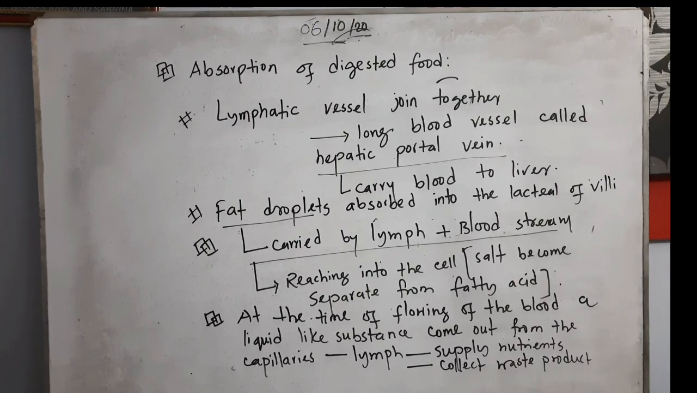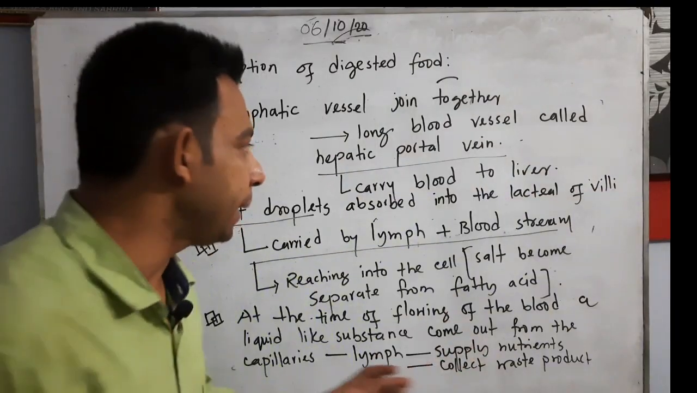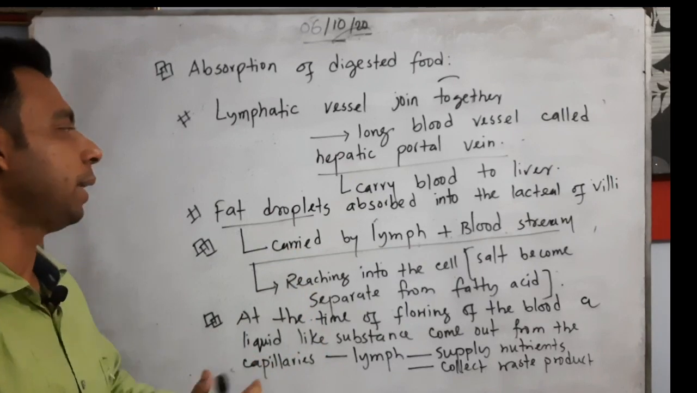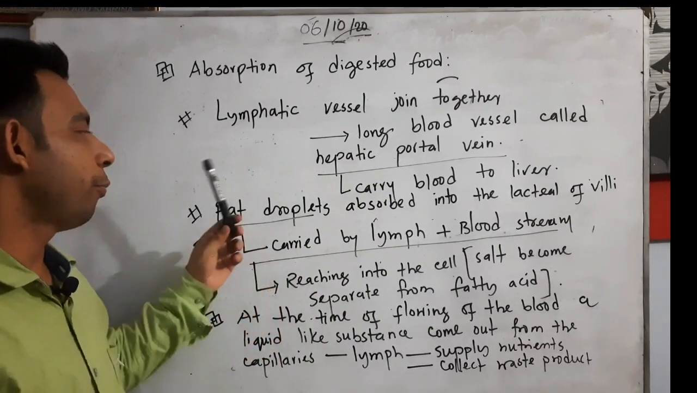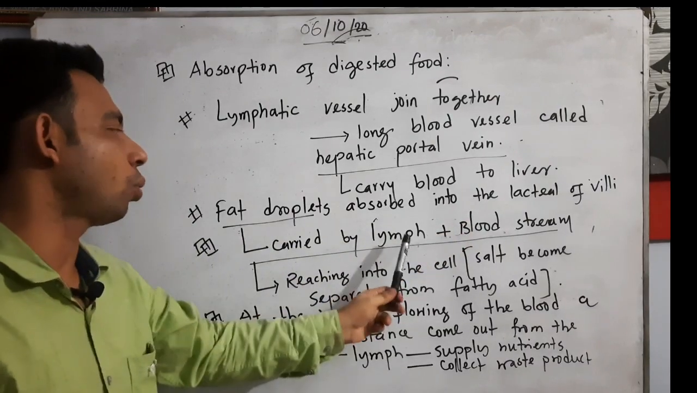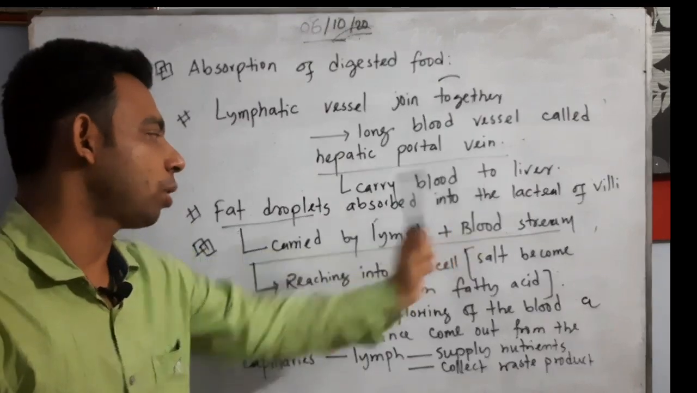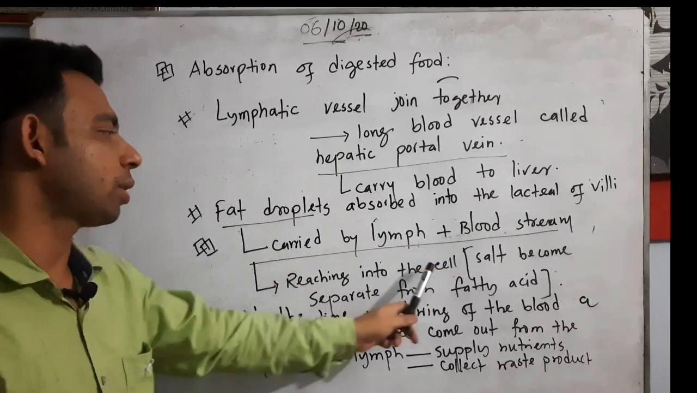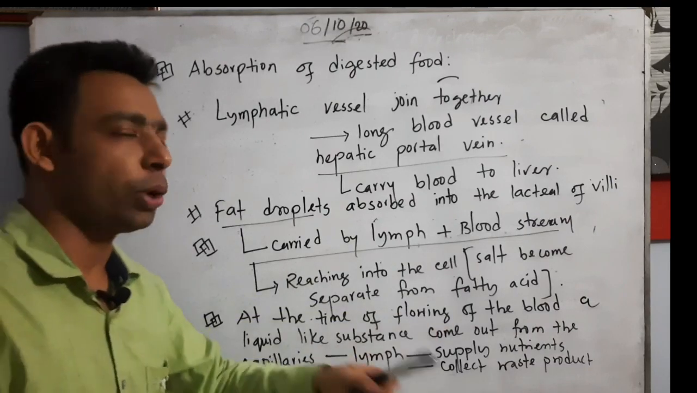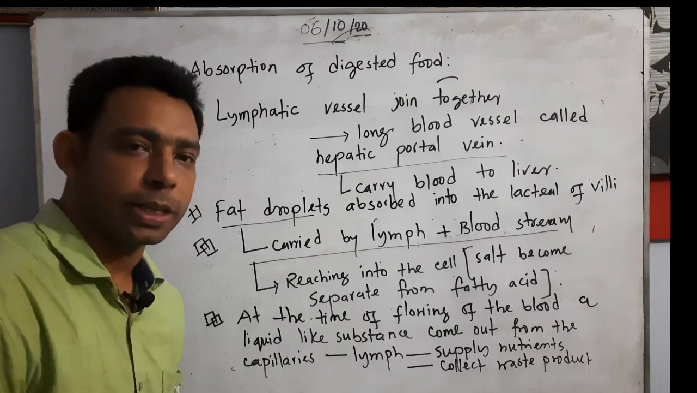We have seen, my dear students, look here. You think that the study is very tough. I told you, go by the sequence, then it will be very easy for you. When fat droplets are absorbed in the lacteal of the villi, they are carried by the lymph and mixed with the blood stream. Then when they reach the cell, the salt becomes separate from the fatty acid. At the time of flowing of the blood, a liquid-like substance comes out from the blood capillaries.